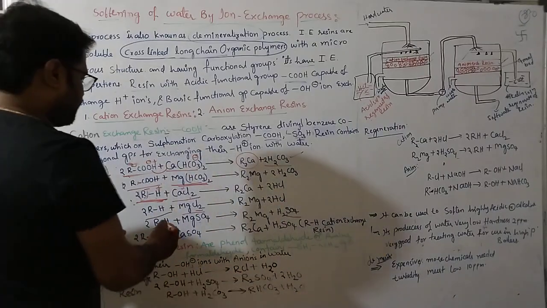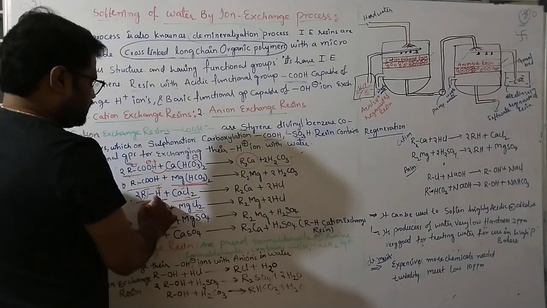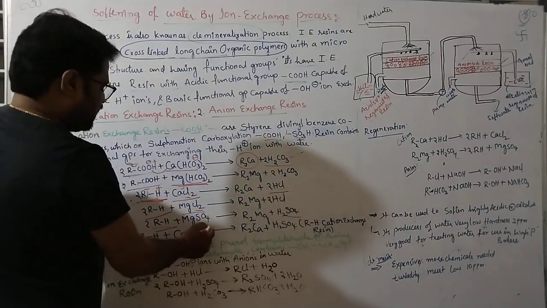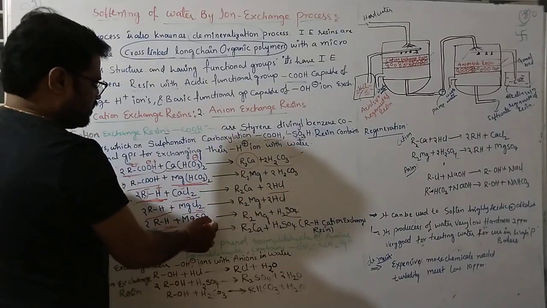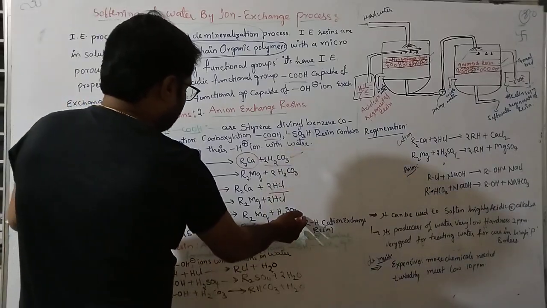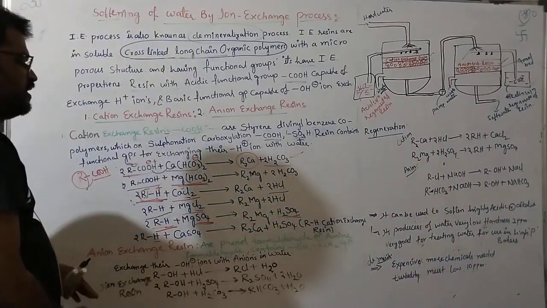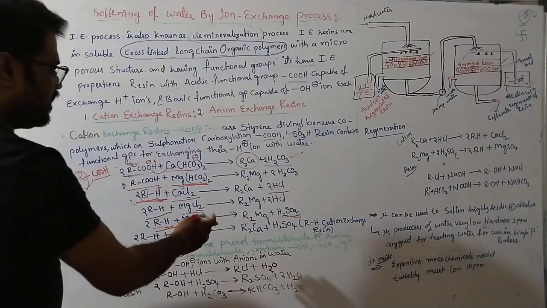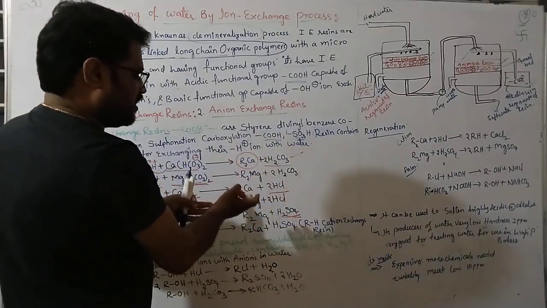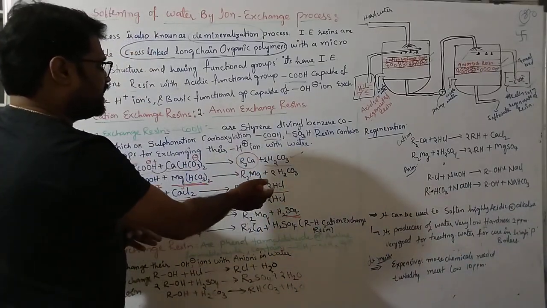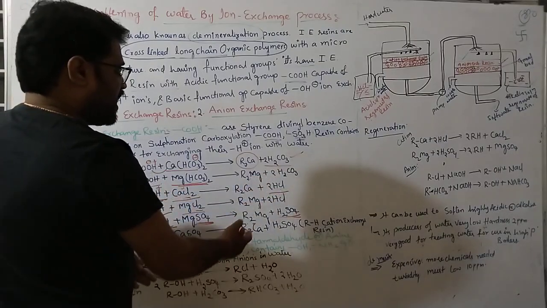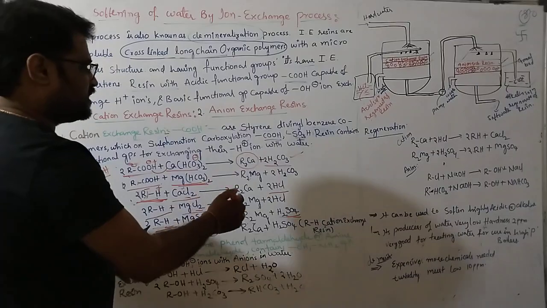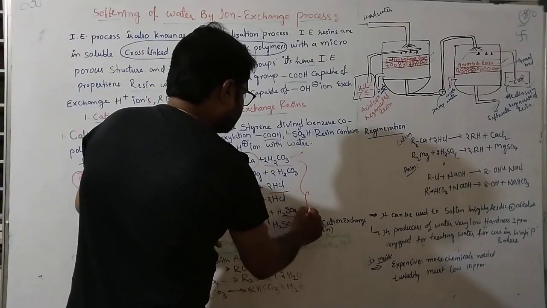Here the same with calcium chloride: this H⁺ reacts with Cl⁻ ions, making HCl, and with sulfate ions, making H2SO4, the formation of acids. Okay, the resin will be bound with the metals, calcium and magnesium. And here we get an acidic solution. These acids can be removed by the anion exchange resin.